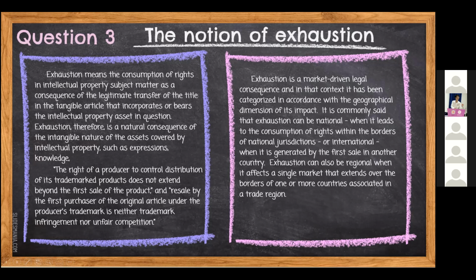Exhaustion is a market-driven legal consequence, and in that context it has been categorized in accordance with the geographical dimension of its impact. It is commonly said that exhaustion can be national when it leads to the consumption of rights within the borders of national jurisdictions, or international when it is generated by the first sale in another country. Exhaustion can also be regional when it affects a single market that extends over the borders of one or more countries associated in a trade region.